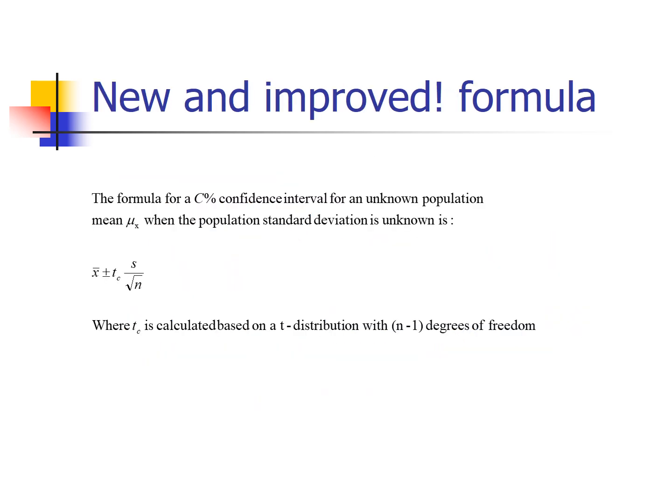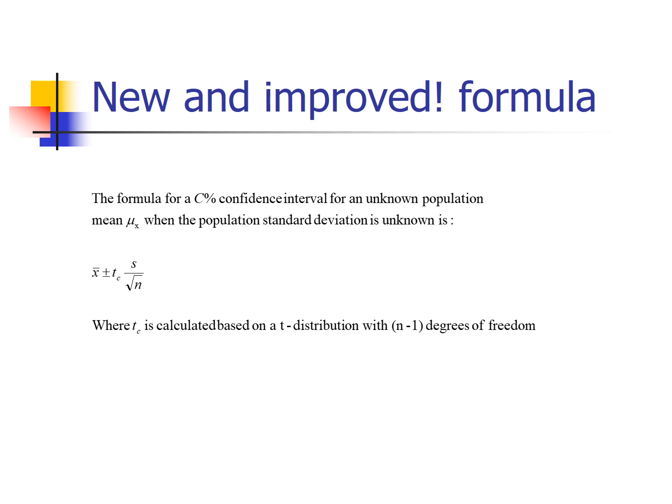So, our new and improved formula, more realistic and more readily applied to real life, for a C% confidence interval for an unknown population mean mu when the population standard deviation is unknown, is still centered at our best guess, which is the sample mean, still plus or minus a margin of error. It's just that margin of error is tweaked a little bit. We replace the unknown sigma with the sample standard deviation.